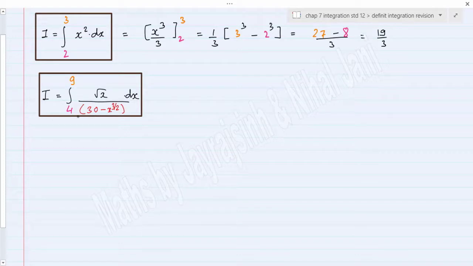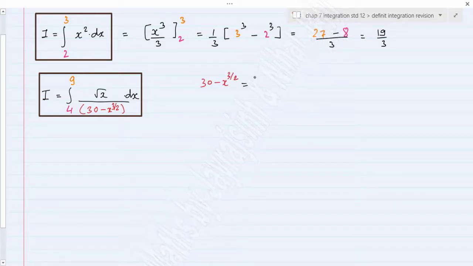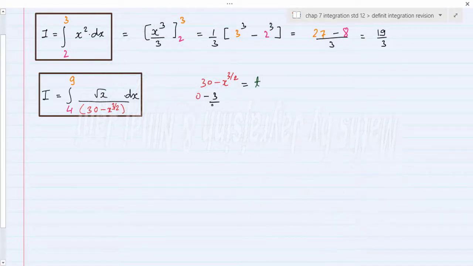In this question, we have to integrate root x upon 30 minus x raised to 3 by 2. Limit is from 4 to 9. Let's use substitution method. 30 minus x raised to 3 by 2 is the inner function, and its differentiation is also available. So let's assume 30 minus x raised to 3 by 2 is equal to t. So differentiation of 30 will be 0 minus differentiation of x raised to 3 by 2, which will be 3 by 2 x raised to 3 by 2 minus 1, or we can say 1 by 2, dot dx will become your dt.